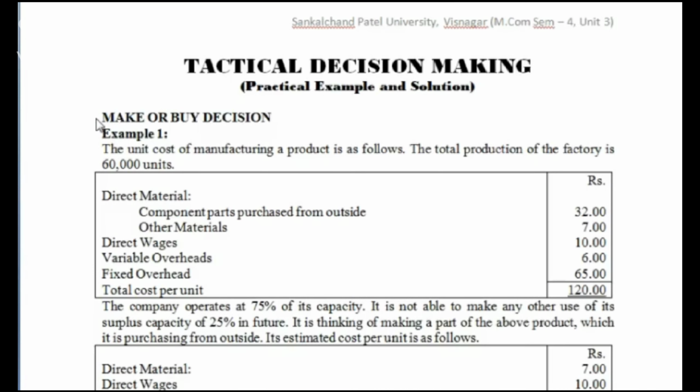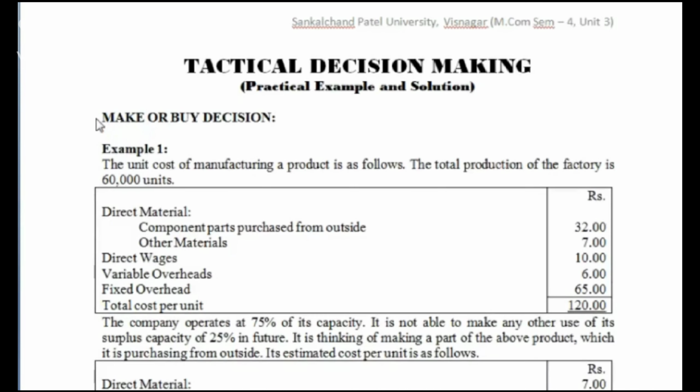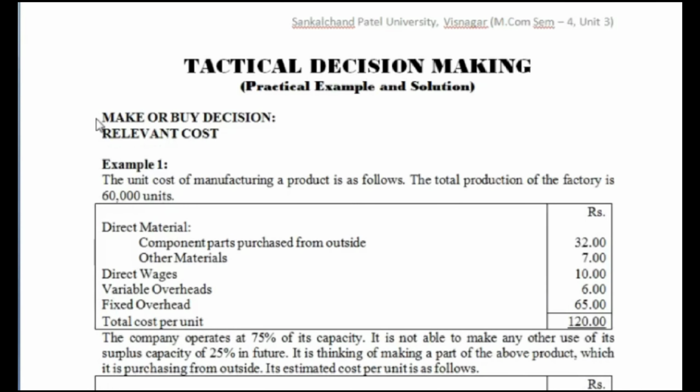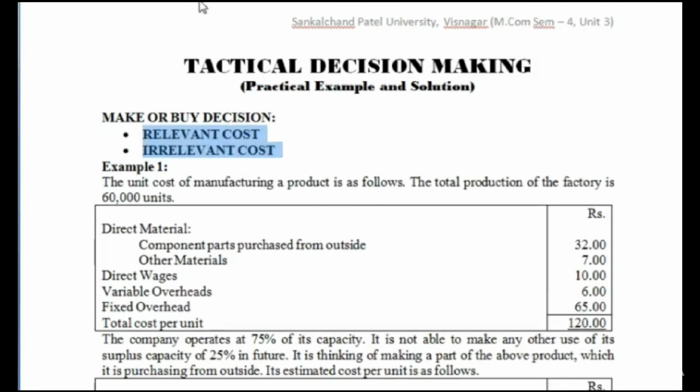In taking this make or buy decision, we are required to understand two kinds of cost, that is relevant cost and irrelevant cost. These two things you must learn to solve this kind of example based on make or buy decisions. So what is make or buy decision? Try to understand first.